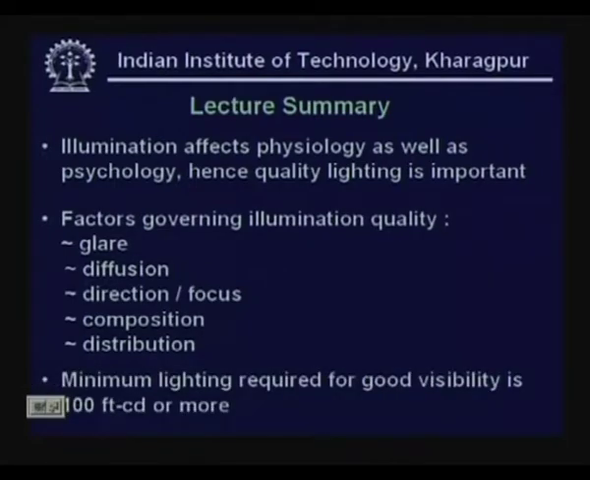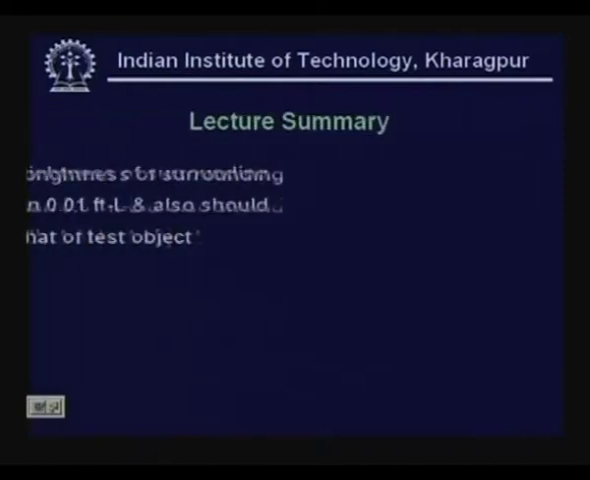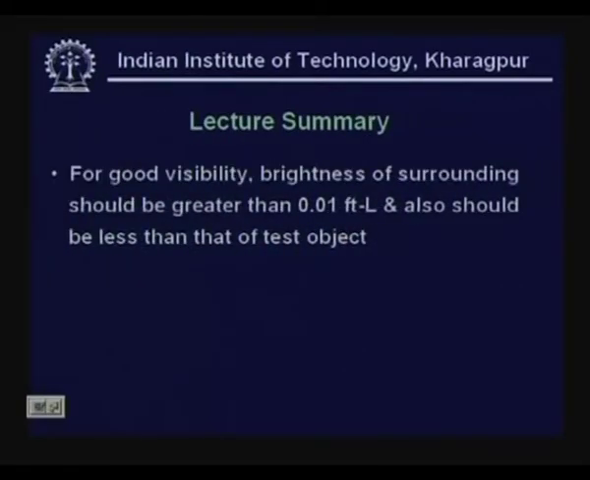Minimum lighting required for good visibility is 100-foot candle or more, considering all aspects of the human eye functioning. Now, we also saw that for good visibility, the brightness of the surrounding should be greater than 0.01 foot Lamberts, or it should be less than that of the test object. Here we saw that there should not be a large difference in brightness between the surrounding and the test object. Ideally, 1/10 of the test object brightness should be the surrounding brightness for getting good visibility.